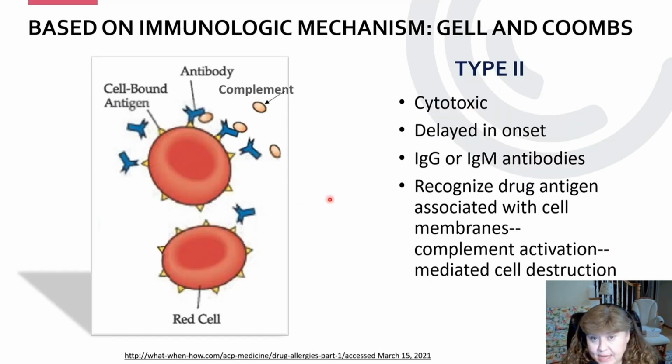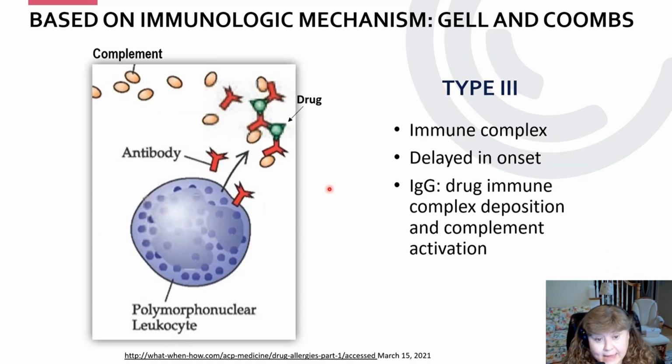The second type of Gell-Coombs reaction is a type 2 reaction. This is the reaction where the actual allergen is now on the surface of the cell, and then antibodies recognize that antigen or allergen, and in that process the antibodies leave open an opportunity for complement to come and attach to that, and then we see cell-associated membrane complement activation and mediated cell destruction. Usually these are IgG or IgM antibodies, and this is a cytotoxic reaction.